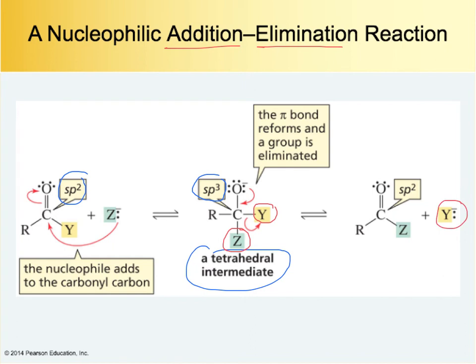So we added in, we went from sp2 to sp3, tetrahedral intermediate. The electrons in the oxygen, which they just got, came back down, kicked out the better leaving group, which was Y, and reformed the pi bond, hence the elimination part. So this is the addition. Here's the elimination. Reform the pi bond, as those eliminations are. Kick out the Y, and the better leaving group is gone.